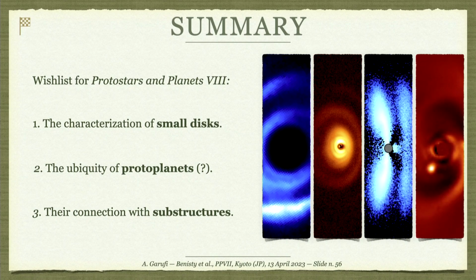So our wish list, with which I conclude the talk for Protostars and Planets 8, is on the one hand to characterize very small disks with 30-meter telescopes, which will allow us to have a complete view of planet-forming disks, to even have the equivalent of our planet-forming solar system nebula. Then the ubiquity of protoplanets, a bit provocative, at least to have for sure more protoplanets than the few that we have at the moment. And then finally, to have a connection of these protoplanets embedded in the disk with the substructure that we observe, because this will give us the ultimate way, at least in the demographic sense, to understand how planet formation proceeds in planet-forming disks. With this, I conclude. I thank you very much.